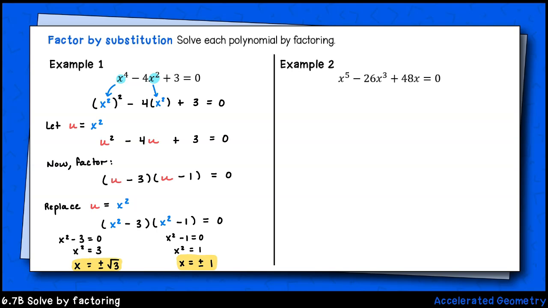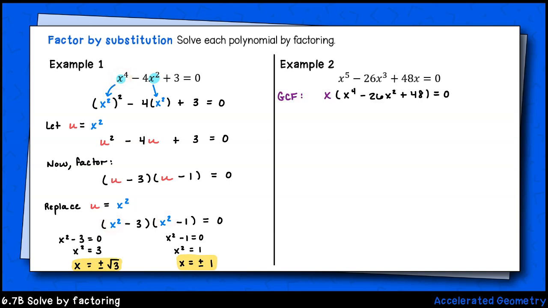Now, before I move on past this example, I want to point out that strictly speaking, you did not have to use substitution here. In fact, if you look at this last line of work, where we replace the u with x squared, notice that we could have used our trinomial factoring pattern here to look for two numbers whose product is 3 and whose sum is negative 4. But instead of that first term being x, it will instead be x squared in order to generate that leading coefficient of x to the fourth.